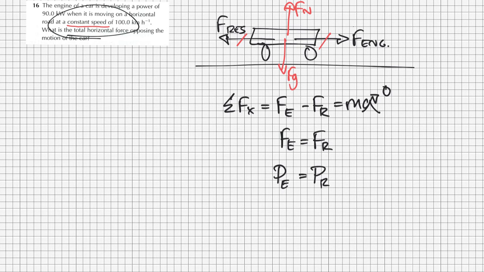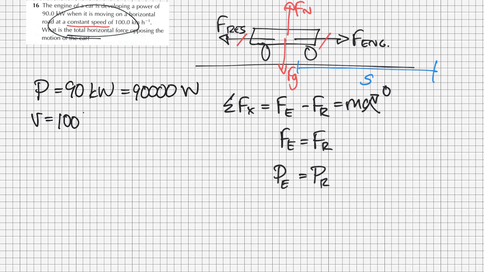And that's simply because as it travels a certain distance, s, that's going to be the same for both the engine and the resistance, and the time that it takes to do that is going to be the same as well. So this is a pretty straightforward question. It gives us the power, which is 90 kilowatts, which we need to convert into watts. So that's 90,000 watts. And it gives us the velocity of 100 kilometers per hour.